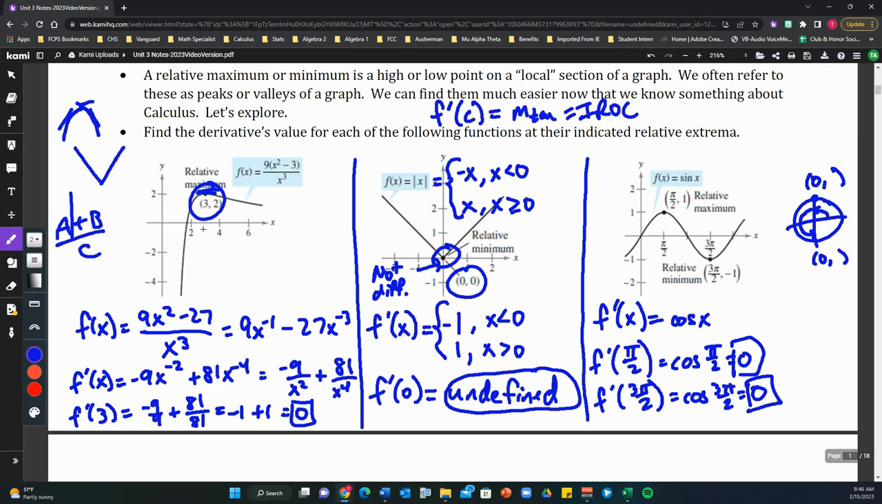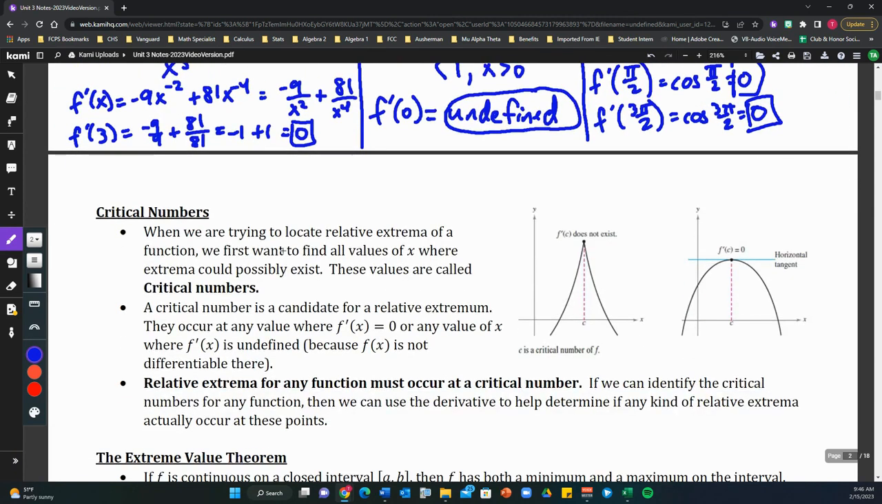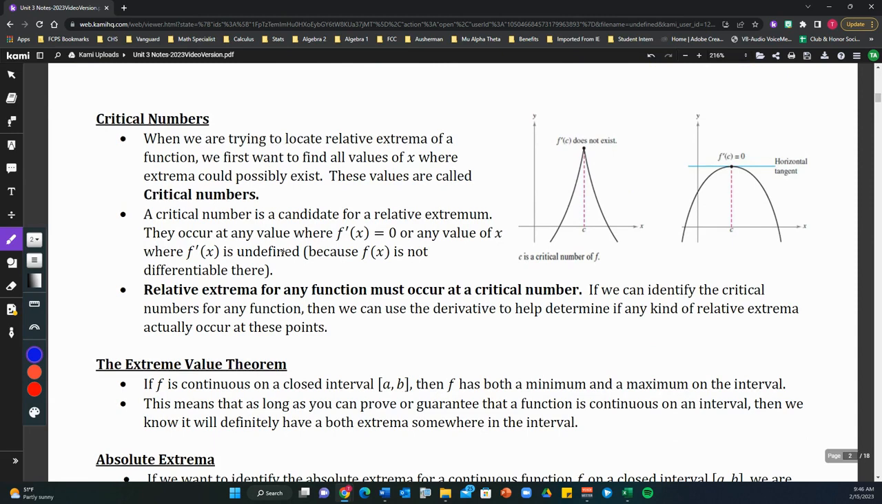So what that does is help us make a connection between the graph of f and the value of f prime, and it does it through points called critical numbers. When our goal is to locate relative extrema of a function, we're first going to find all values of x where extrema could possibly exist. A critical number is a candidate for a relative extremum. Basically, they occur anywhere that f prime is equal to 0, or any value of x where f prime is undefined. And again, that means that f of x is not differentiable there.